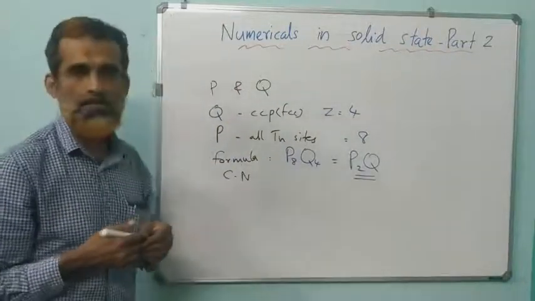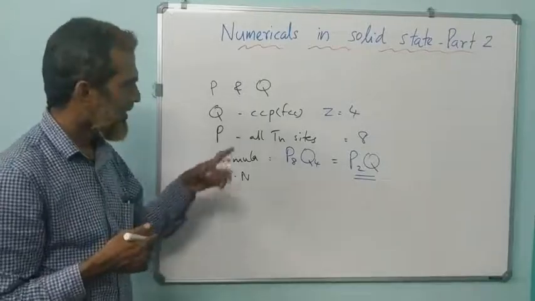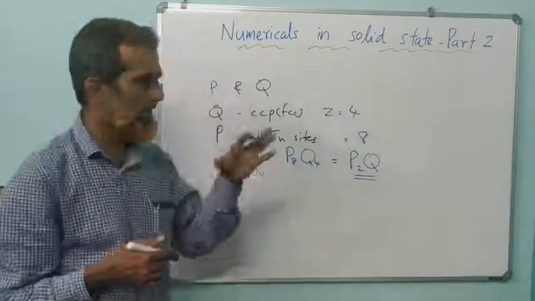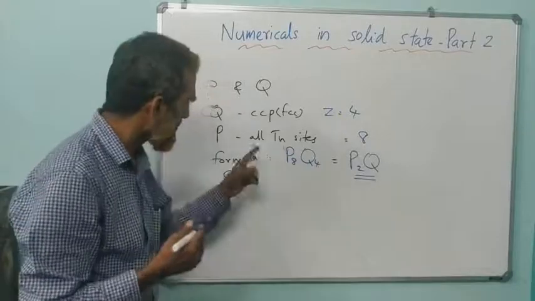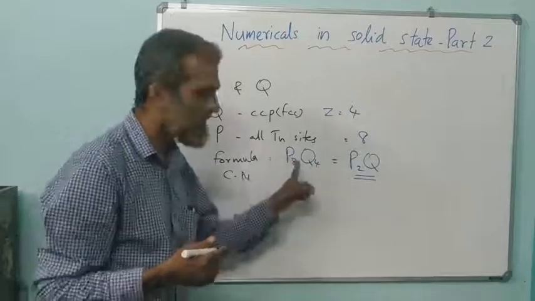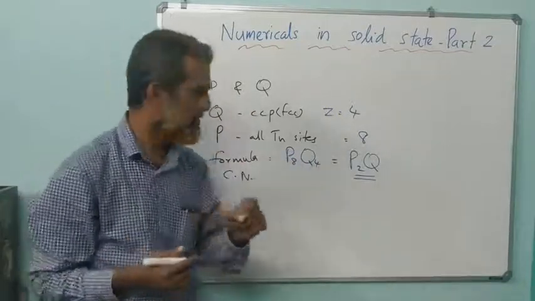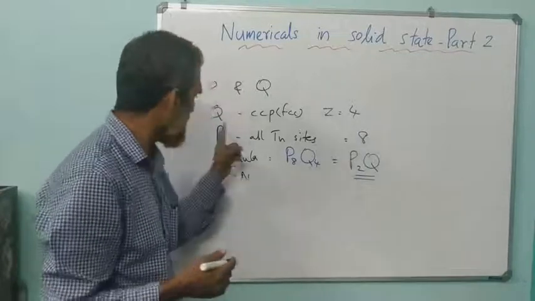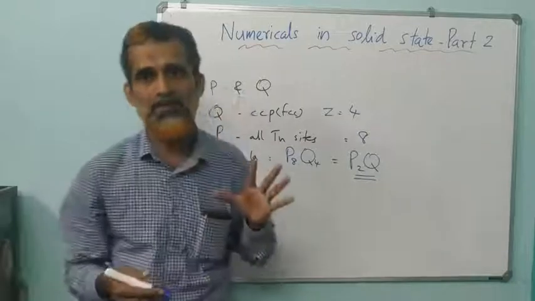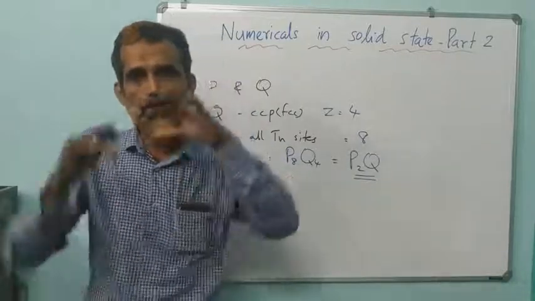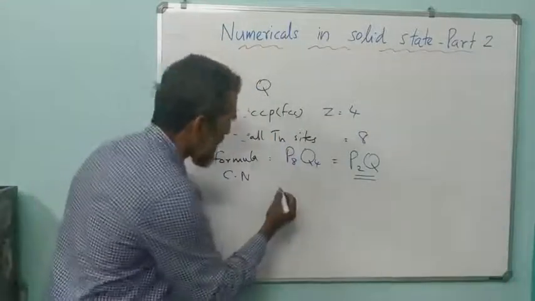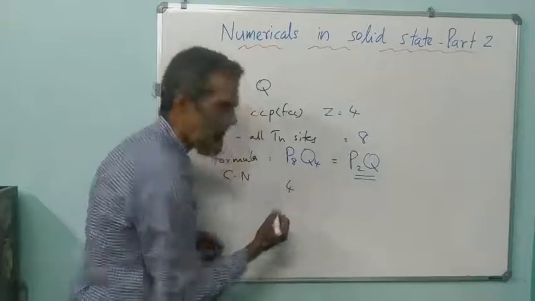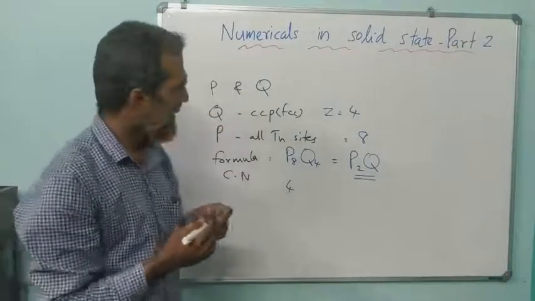Now coming to the coordination number. Based on the occupancy we can easily predict the coordination number. And when there are 2 atoms we should mention coordination number of each atom. So first we have to say what is the coordination number of P. P atoms are in tetrahedral void. That means around 1 P there will be 4 Q atoms. So coordination number of P is 4. Right?